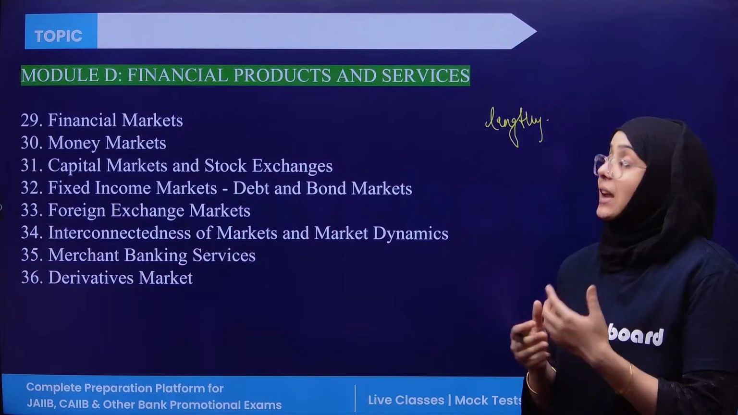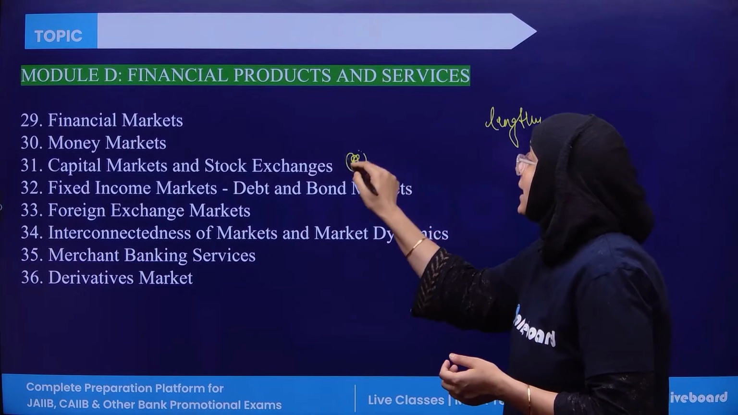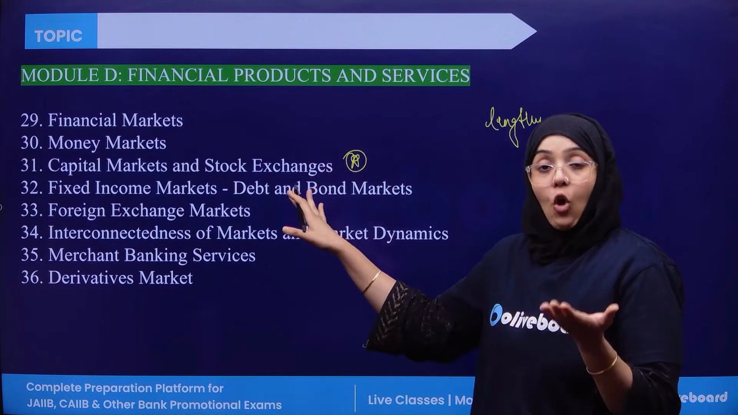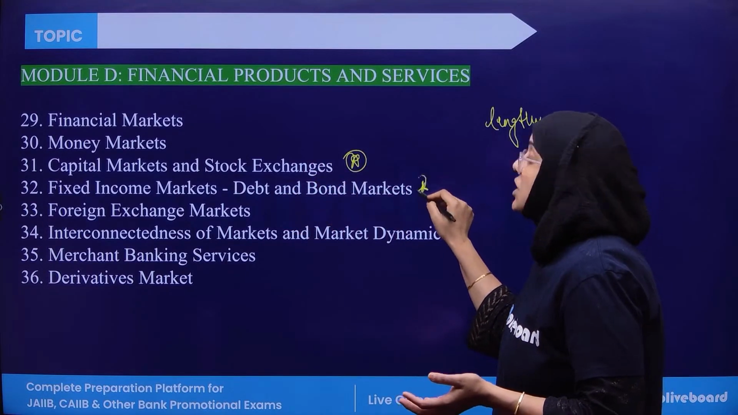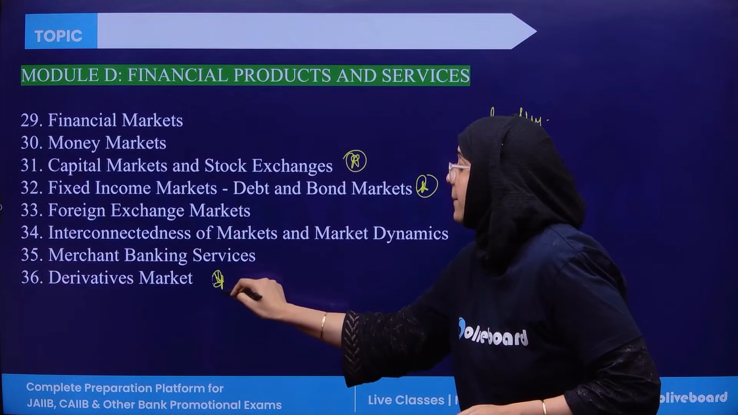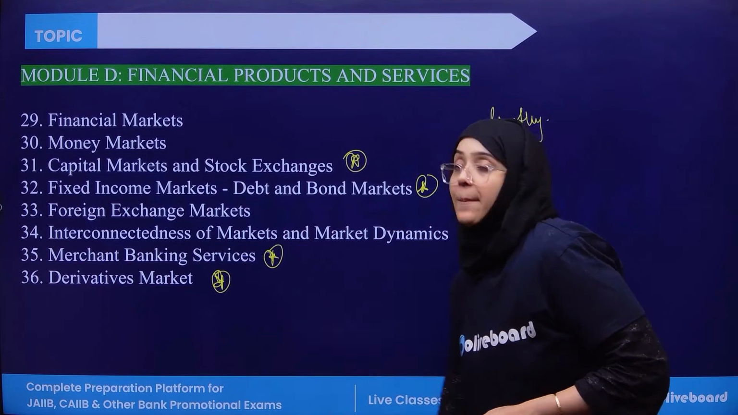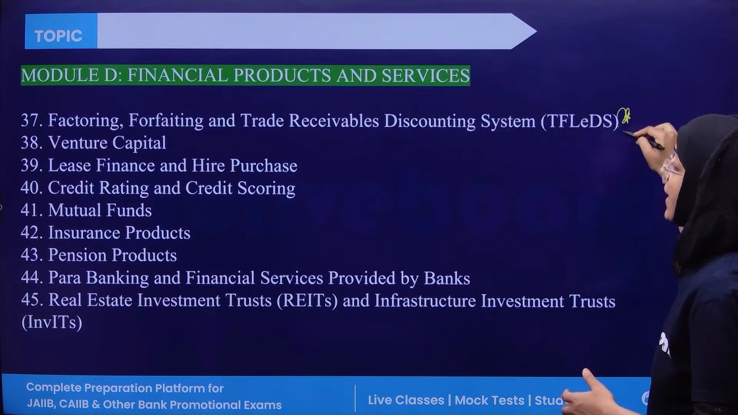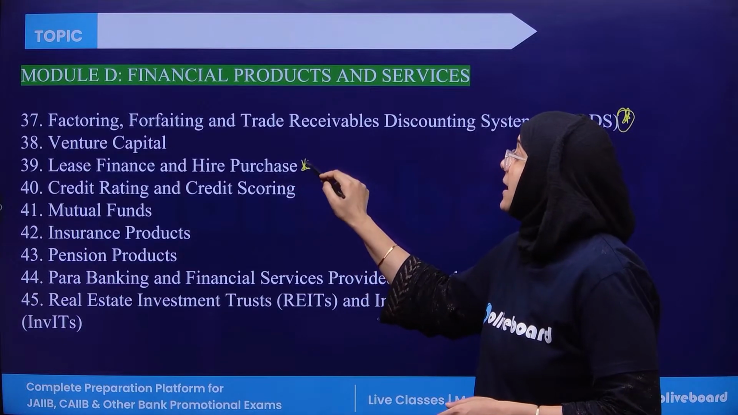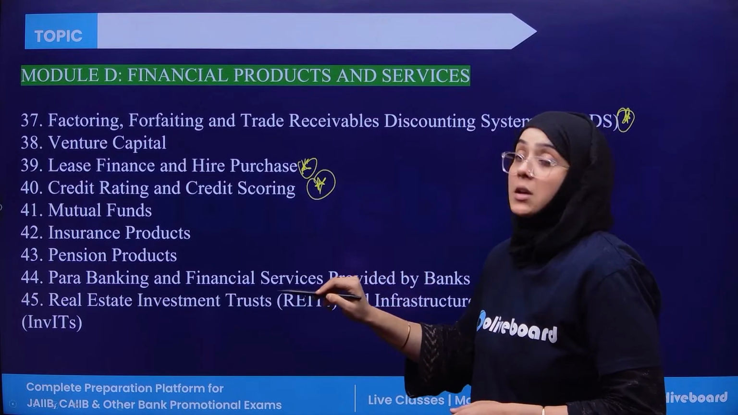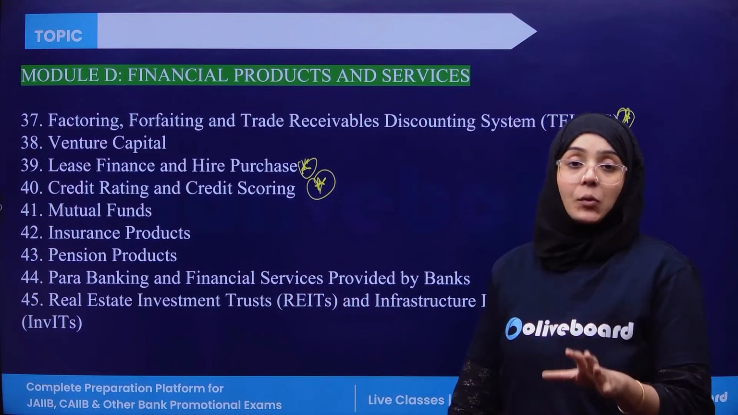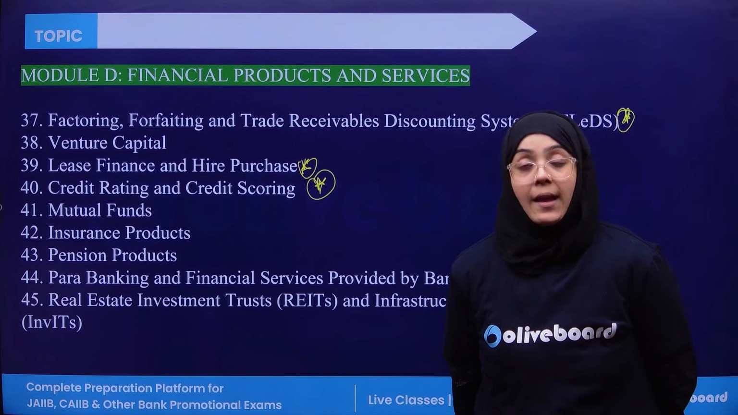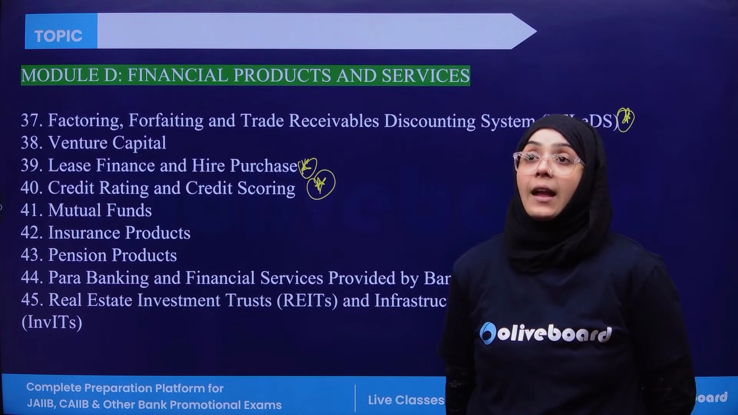We need to understand something like, for example, this capital market, some tricky terms you need to understand. Okay, money market, FIMDA, or fixed income, debt and bond market, important chapter. Okay, derivatives, very important chapter, right? Merchant banking, very important chapter. Next is factoring, forfeiting, and trades, very important chapter. Venture capital, lease financing, very important. Credit rating score, very important. Insurance products, pension products, InvITs, REITs, para banking activities. Sorry, very lengthy module. Okay, very important, or you can say it's tricky.